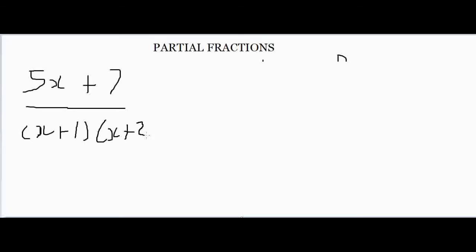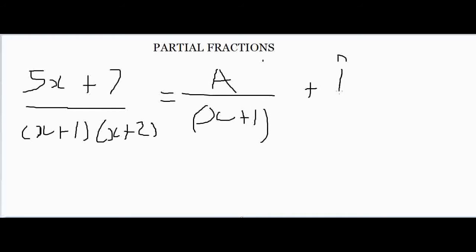5x plus 7 over (x plus 1) into (x plus 2). Now, according to the general form we had earlier, we'll rewrite this as capital A over x plus 1 plus capital B over x plus 2.